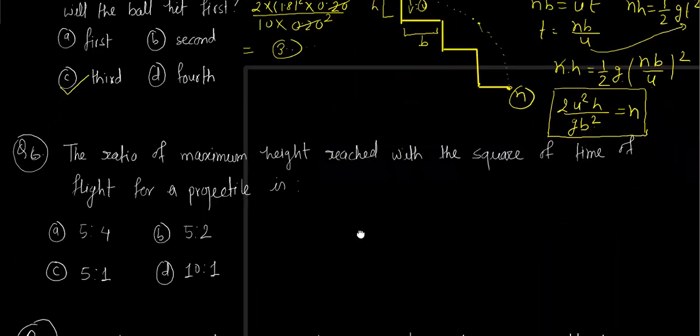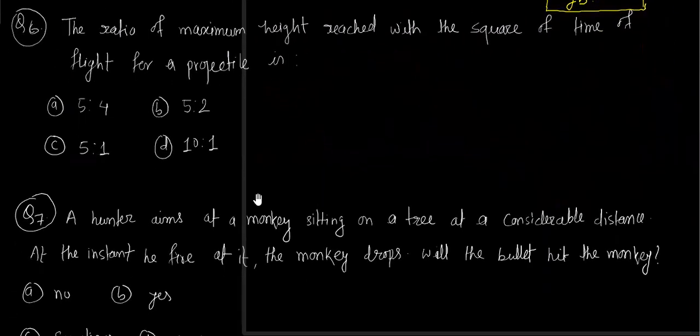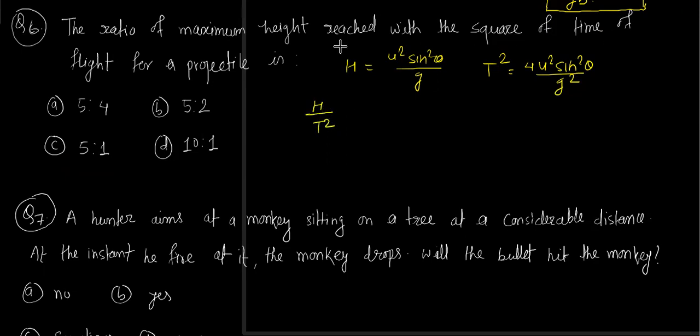Now let us move to another question, question number 6. It is given here: the ratio of maximum height reached to the square of the time of flight for a projectile is. First of all we have to write the expression for maximum height, which is equal to u square sine square theta by 2g, and the square of the time period will be 4u square sine square theta by g square. Then we have to find the ratio, h by the square of the time of flight.